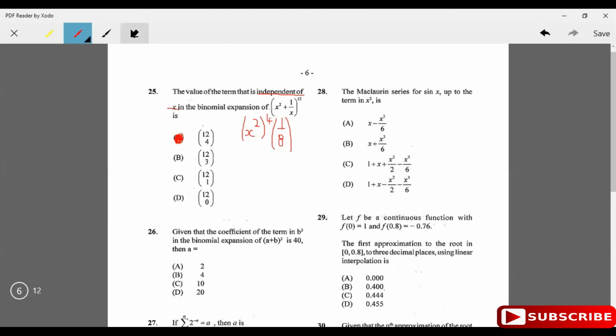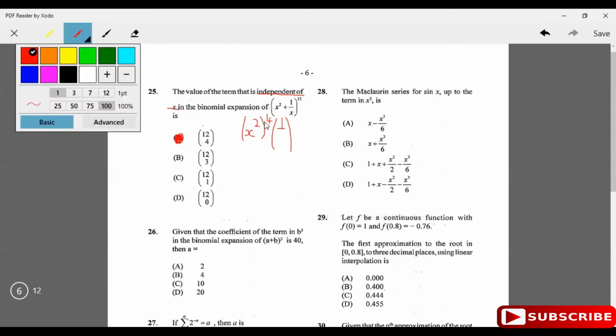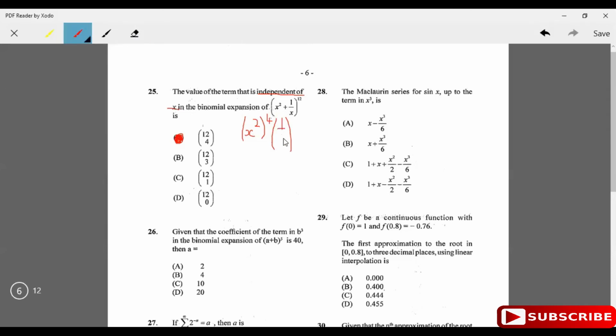Sir, wait. The formula is the sum from r equals 0 to n of n choose r times a to the n minus r times x to the r, right? Yes, that's the formula. That's when you're evaluating the entire sum. You don't need to write out the entire formula. We're just choosing one particular term. But the particular term that we're choosing now is a term that is independent of x.